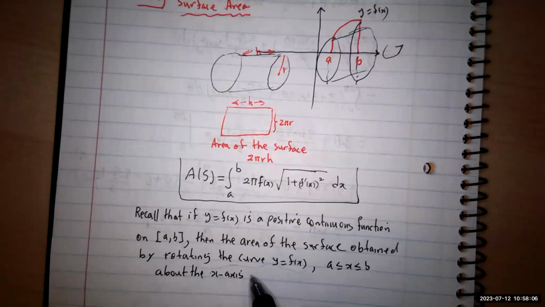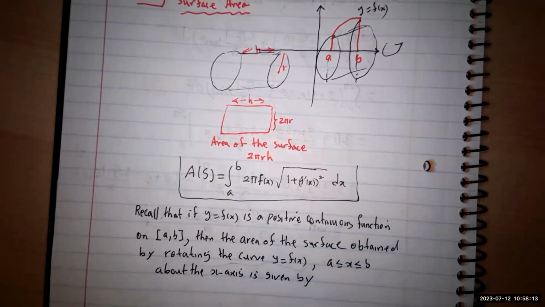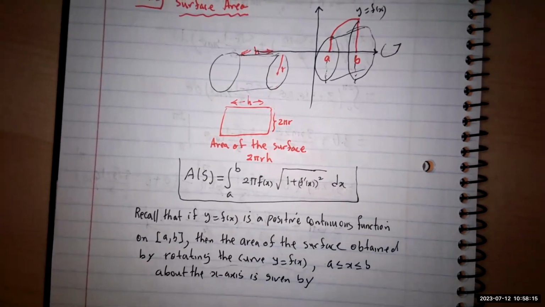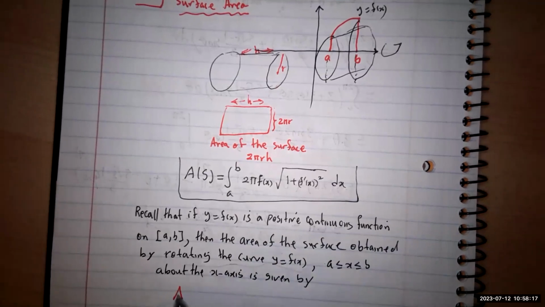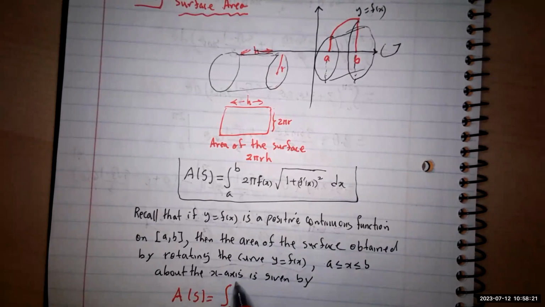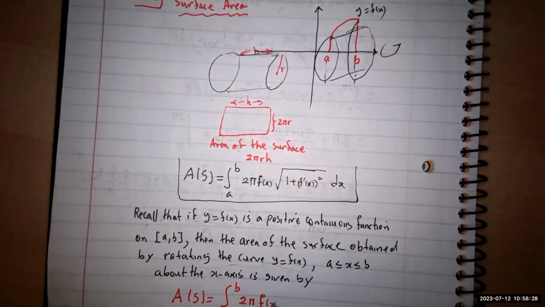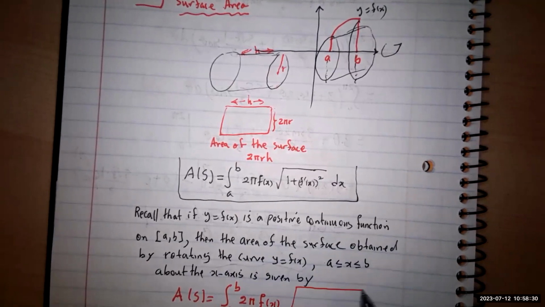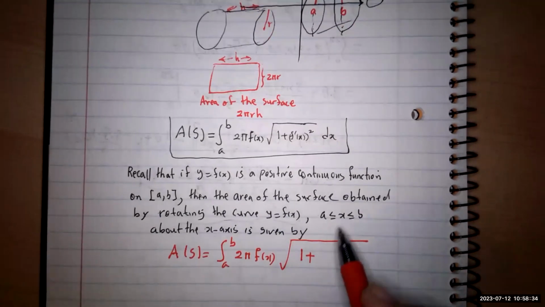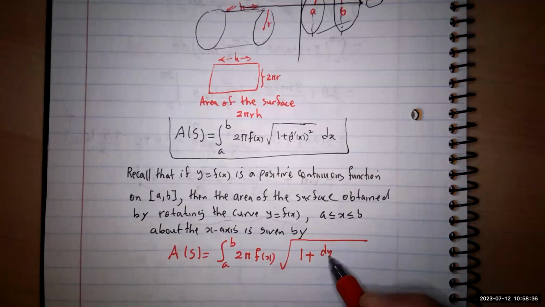Simply, it is given by this formula, the one that I put on the chart. So I write it down officially, and this is going to be the surface area. It is going to be the integral from a to b of 2 pi f of x, which is your function, times the square root of 1 plus the derivative of the function squared.